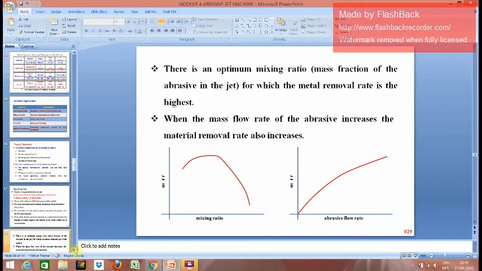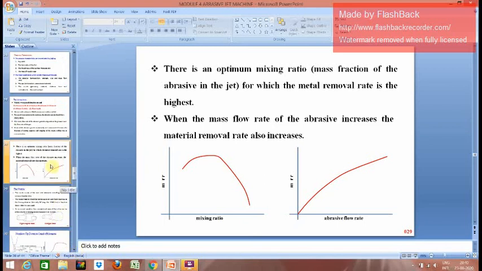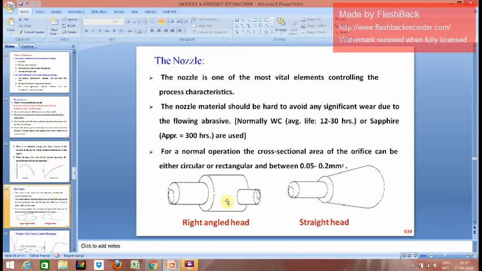Next, the nozzle. Here now we are going to discuss the nozzle. The nozzle is one of the very vital elements controlling the process characteristics, which I have already shown in some previous slide, which are the MRR and the diameter of the cut. There are certain process parameters which are controlled at the nozzle level. The nozzle material should be hard to avoid any significant wear due to the flowing abrasive. It must be very hard.